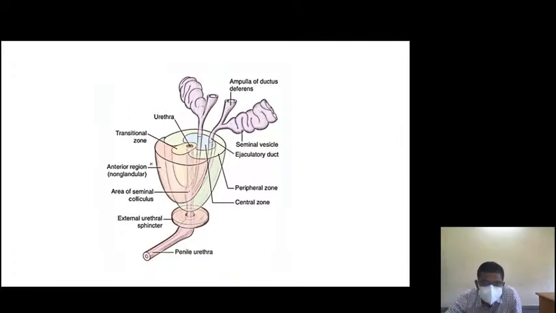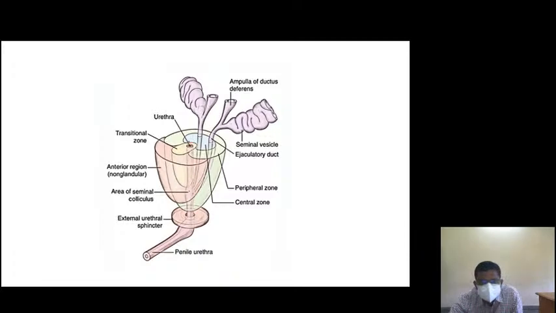So why they are divided into 3 zones: the zone which is very near to, which is surrounding this urethra, is called the transitional zone. Why is it called the transitional zone? Because in this region there is urethra which is formed by the transitional epithelium. As a result, the tissue which is surrounding this urethra is called the transitional zone, and it contains the prostatic glands.